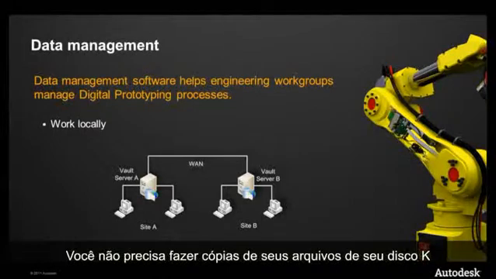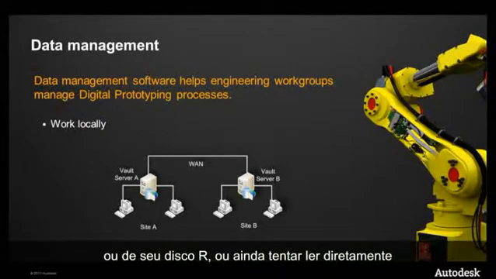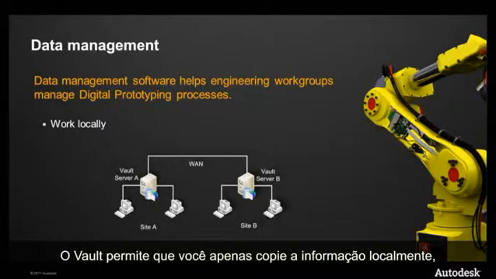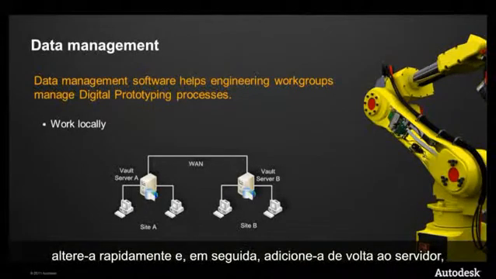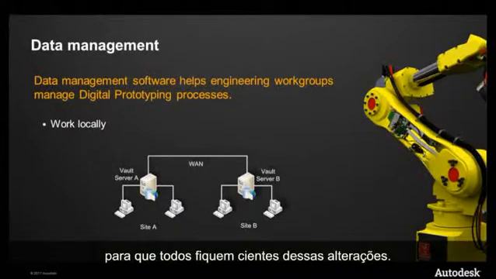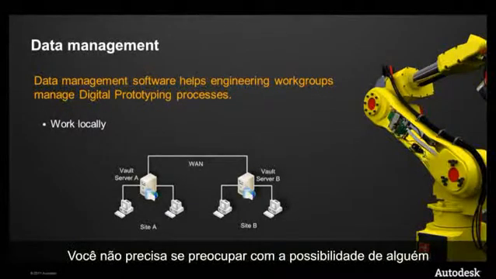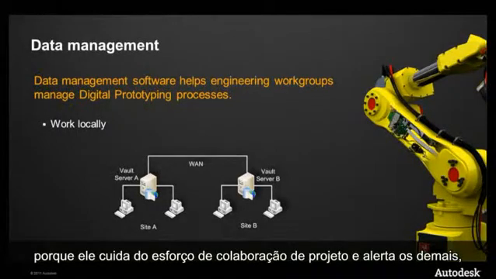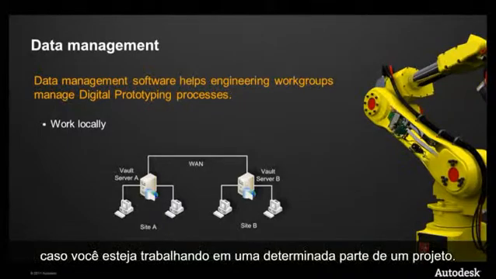You don't have to make copies of files from your K drive or from your R drive, or try and read and write directly to those slow network drives. Vault allows you to just copy that information down locally, make changes to it quickly, and then add it back to the server so that everyone else is aware of those changes. And you don't have to worry about anyone overwriting your work either, because it takes care of the collaborative effort of design and alerting everyone else if you're working on a particular part of a design.